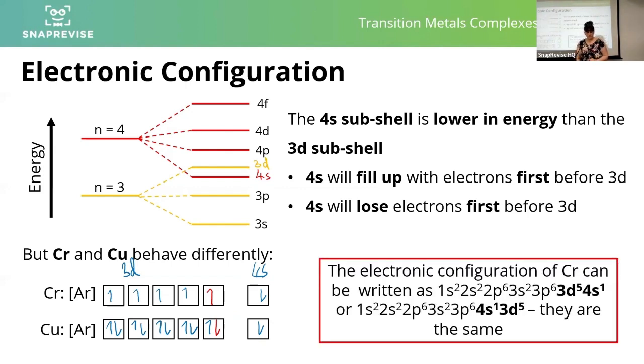So the electron configuration of chromium can be written as 1s2, 2s2, 2p6, 3s2, 3p6, 3d5, 4s1. So it's got 2 half-filled orbitals. And copper, 1s2, 2s2, 2p6, 3s2, 3p6, 4s1, 3d. That should be 3d10. There's an error there. That should be 3d10.